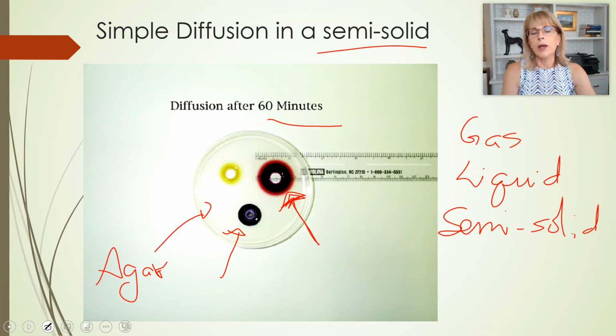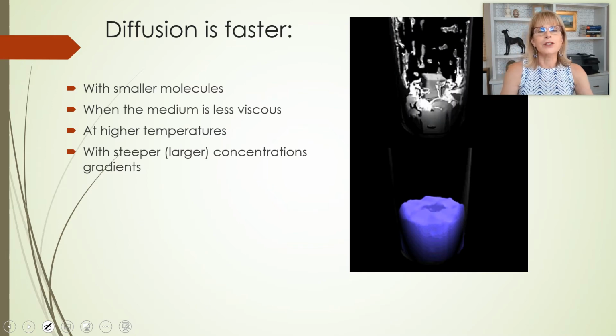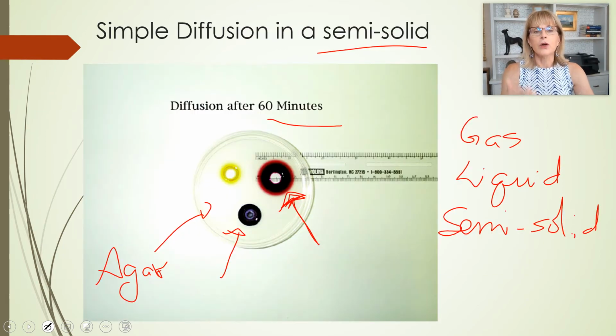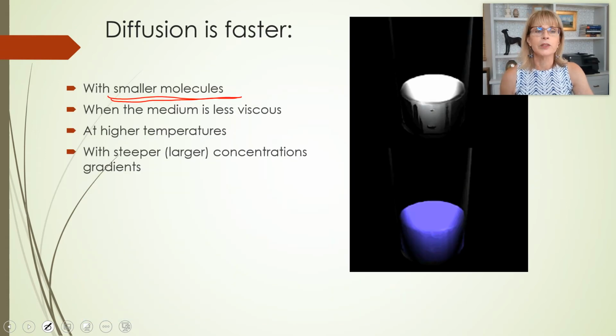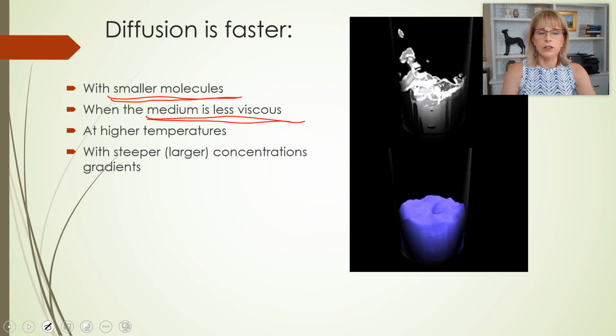The reason that this red dye diffused faster is one of the principles of diffusion that you need to learn in this week's lab activity. Diffusion is faster with smaller molecules. Knowing that, which of these dyes had the smaller molecular weight, the red or the blue? Well, diffusion is faster with smaller. The red one went farther, so it went faster, so the red one has a smaller molecular weight than the blue. Okay? Diffusion is also faster when the medium is less viscous.